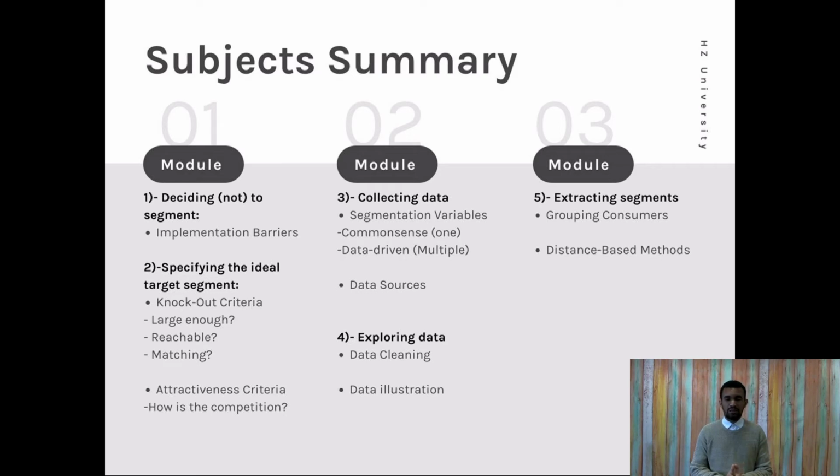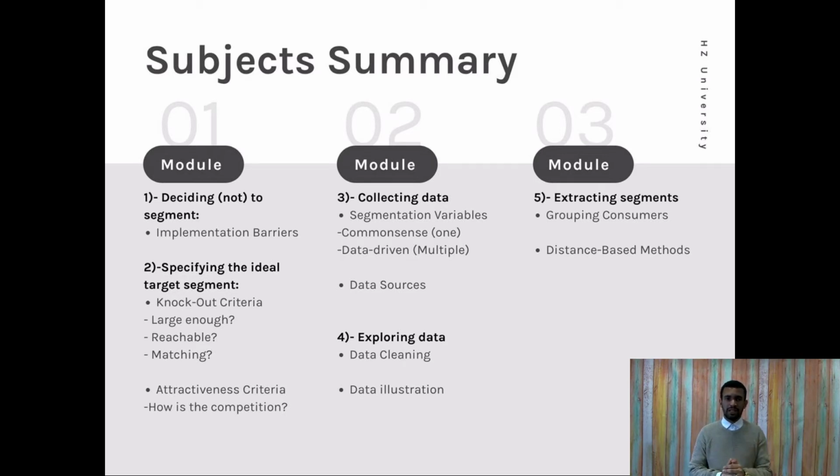The second step was specifying the ideal target segment. Here there were 2 different methods. Every method was giving us a certain perspective or insight into our target group. So the first criteria we are going to use in step 2 is called a knockout criteria. For knockout criteria, the answer should be yes or no. There is no evaluation, so we cannot evaluate something from 1 to 5, for instance. The answer should be yes or no.